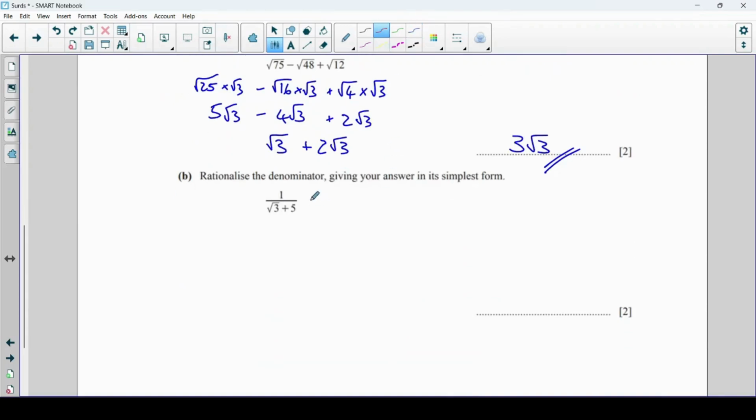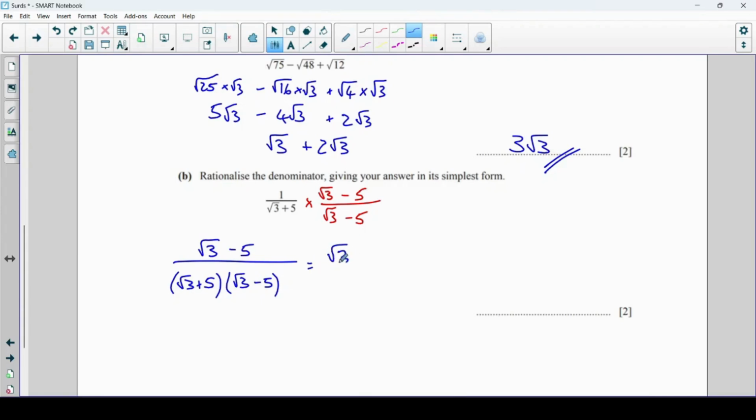In the second part, as is becoming quite common, we're rationalising the denominator, so we're going to multiply by the conjugate, root 3 minus 5, top and bottom. On the top it's just 1 times by that, so we're just going to get root 3 minus 5 on the top. On the bottom, let's write it out with the brackets and then do first, outsides, insides, lasts. Root 3 times root 3 is root 9, or just 3. The outsides we get minus 5 root 3, the insides plus 5 root 3, and then the lasts minus 25. So on the top, root 3 minus 5. On the bottom, the two middle terms cancel out again, and we get 3 minus 25, which is minus 22.